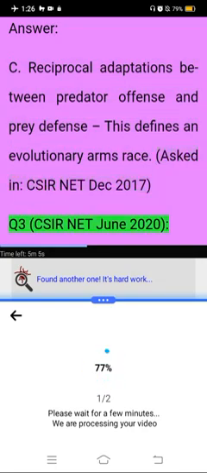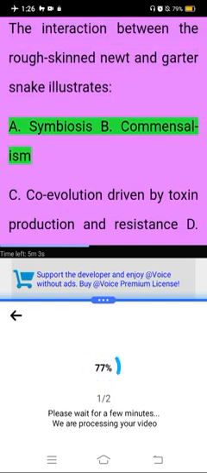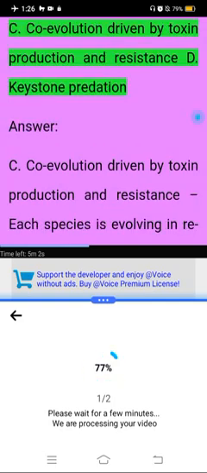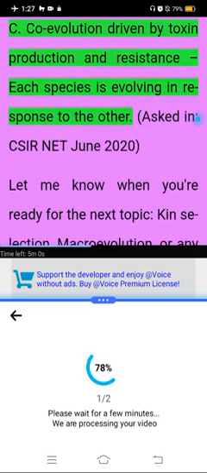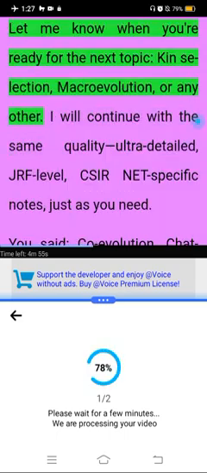Q3, CSIR NET June 2020. The interaction between the rough-skinned newt and garter snake illustrates A, symbiosis. B, commensalism. C, coevolution driven by toxin production and resistance. D, keystone predation. Answer: C, coevolution driven by toxin production and resistance. Each species is evolving in response to the other. Asked in CSIR NET June 2020.